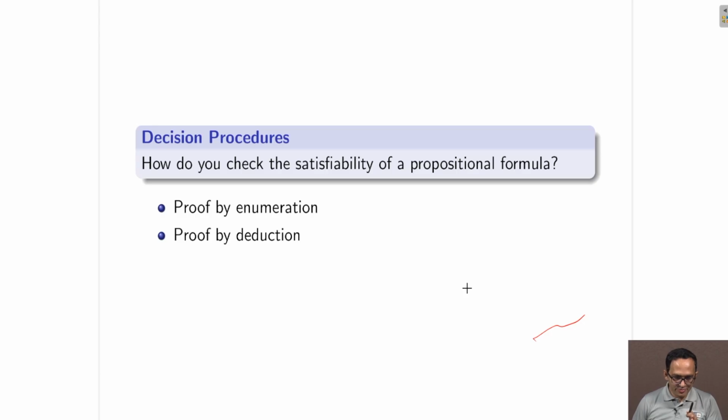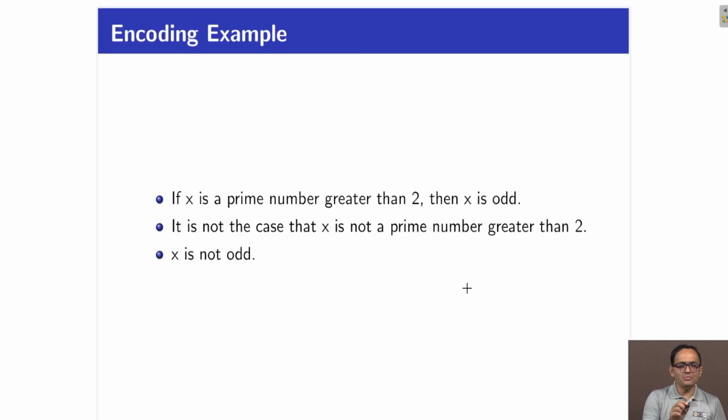So, to explain this proof by deduction, I will take a simple encoding example. This example has two purposes. First, given some English language logical statement, how do you encode it as propositional logic? That is the first thing we learn. And then once you encode that, how can I use deductive proofs to show whether the formula is satisfiable or not. Okay.